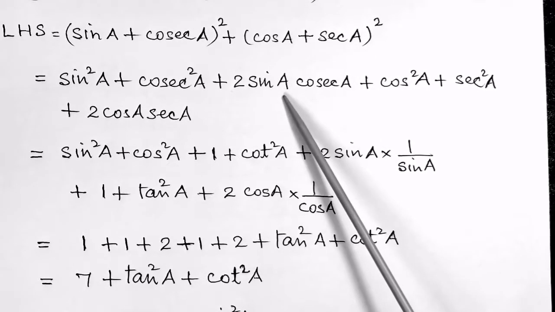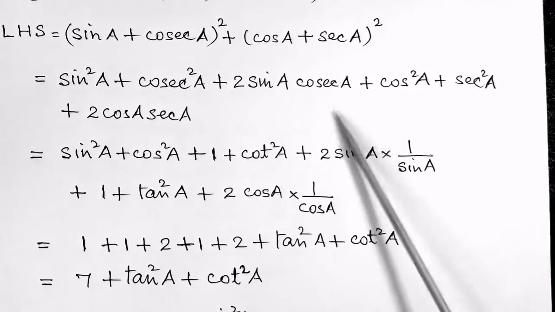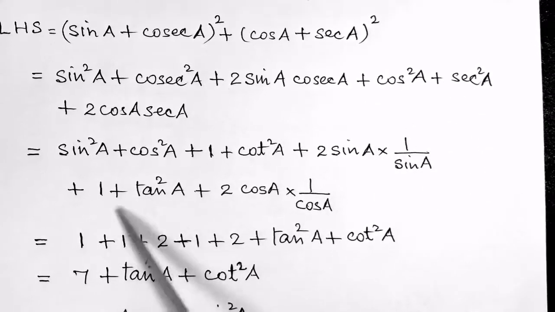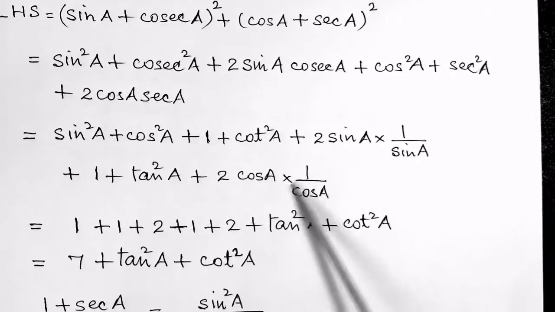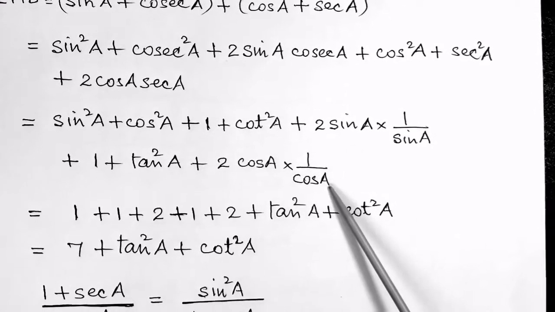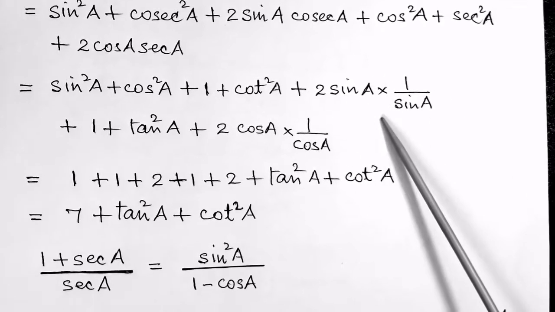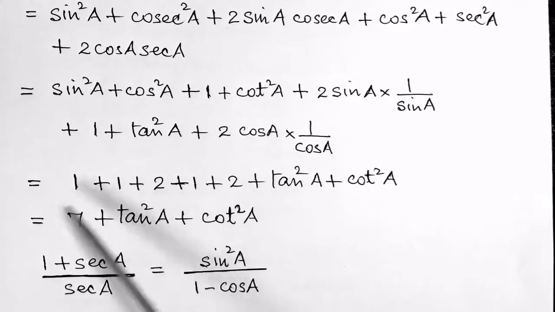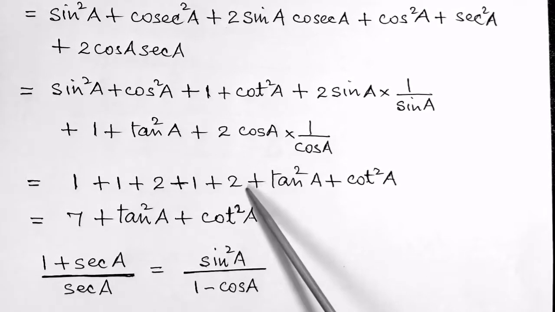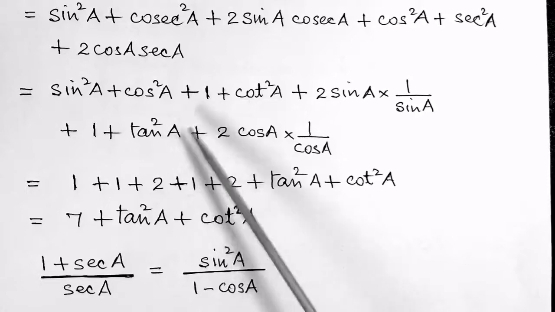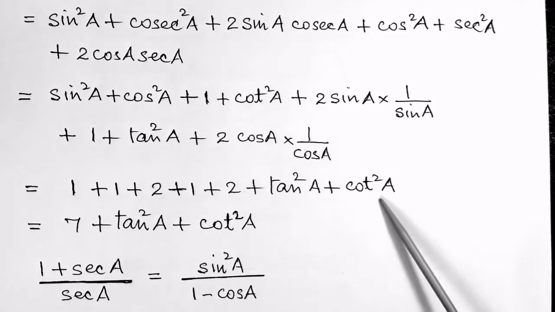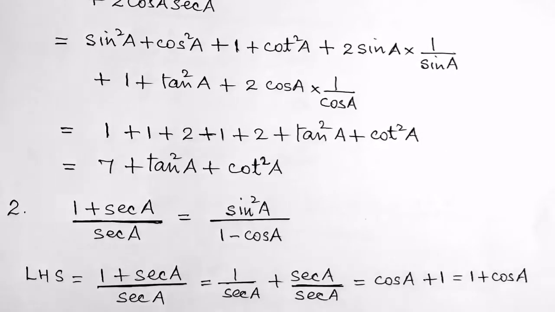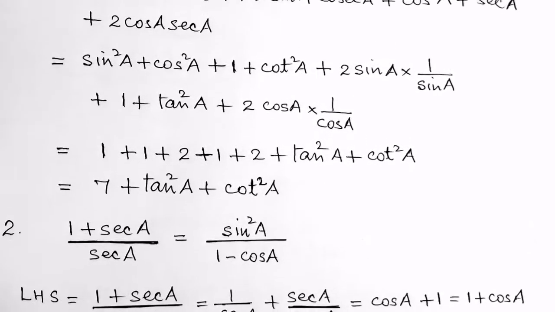Then plus 2 sin A into, now I am changing this cosecant to 1 upon sin A so that they can get cancelled. Similarly, sec² A I have written as 1 + tan² A, plus 2 cos A into secant, which can be written as 1 upon cos A. So these will get cancelled. Here sin A will get cancelled. So we are left with sin² A + cos² A, which is 1. So 1 + 1 + 2 + 1 + 2 plus tan² A and plus cot² A. So we have 7 + tan² A + cot² A, which is equal to the RHS, right?